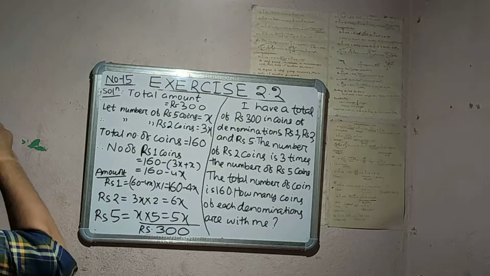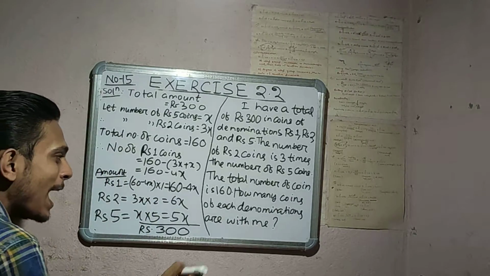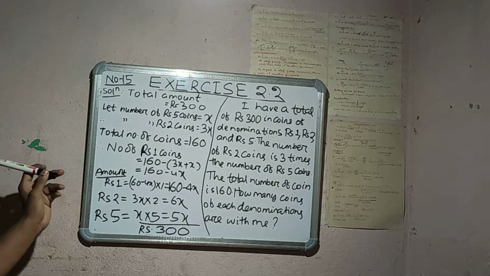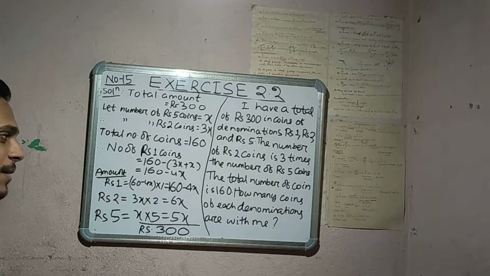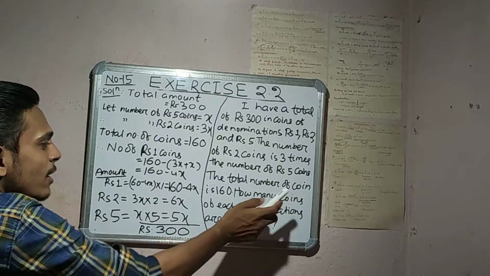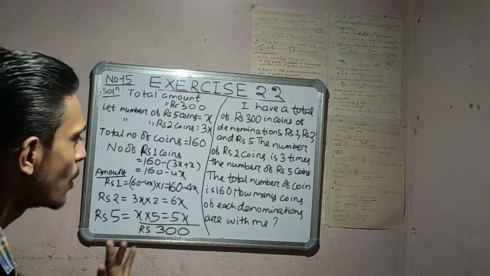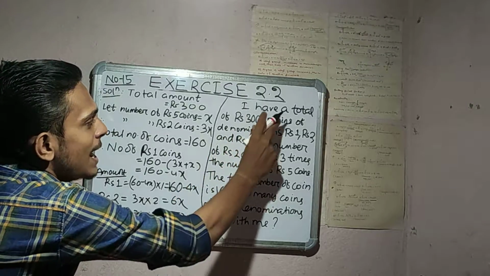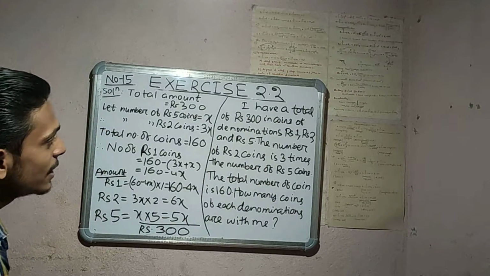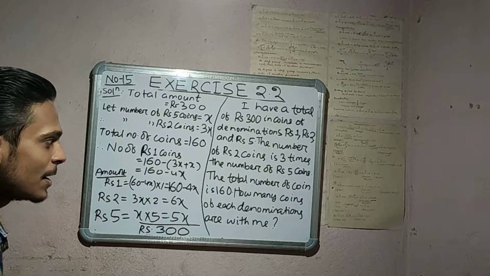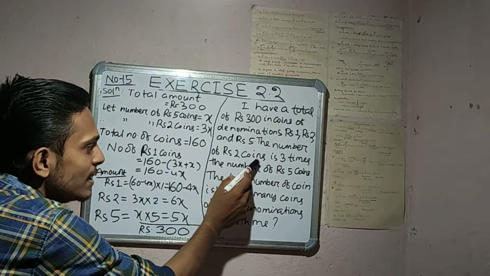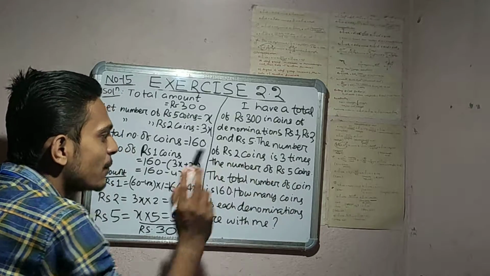It is the same as question number 14. We have to find the number of coins. There, the number of notes was given, but here the number of coins is given. So we have to find the number of coins. The total amount is already given and the denominations are given. But the next line is, the number of 2 rupee coins is 3 times the number of 5 rupee coins.